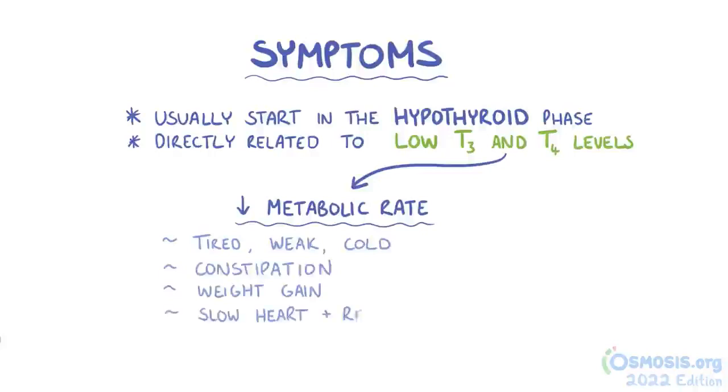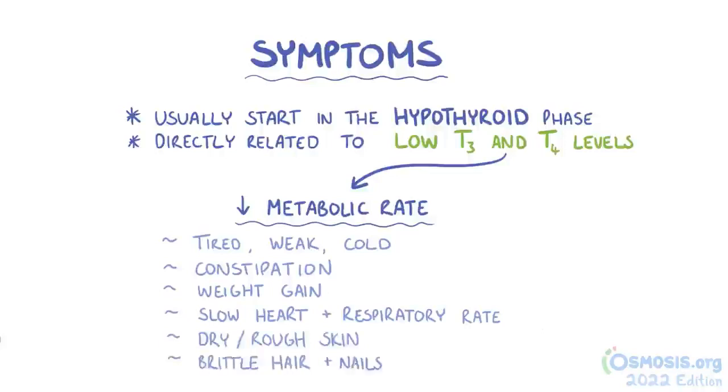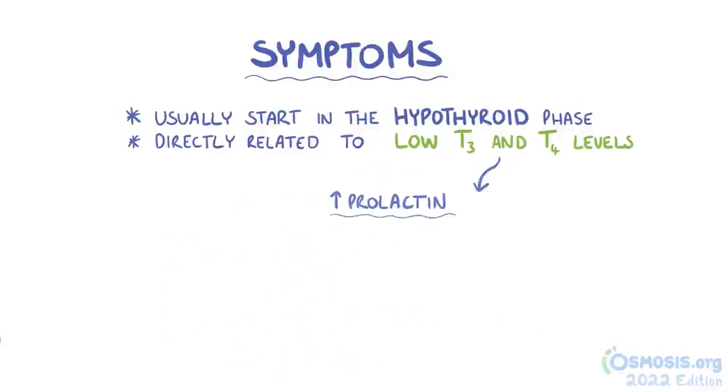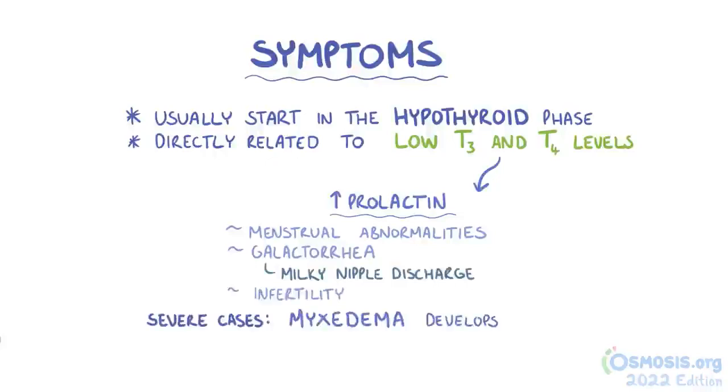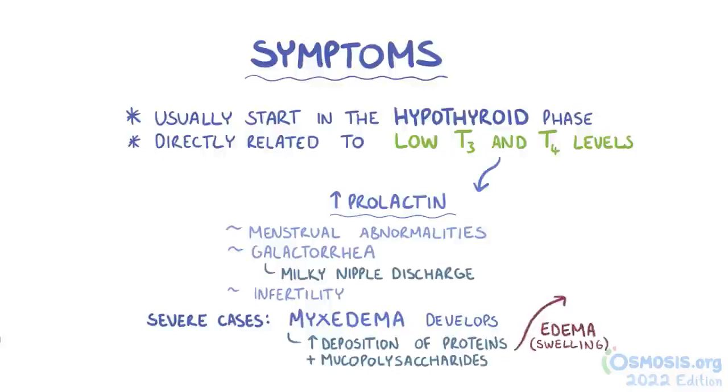Typically, the heart rate and respiratory rate slow down as well. The skin can become dry and rough because there's less sweat secretion, and the hair and nails become brittle and can sometimes fall off. Elevated prolactin levels from the increased thyrotropin-releasing hormone could also cause problems like menstrual abnormalities and galactorrhea, which is a milky nipple discharge, as well as infertility. In severe cases, myxedema develops, meaning that there's increased deposition of various proteins and mucopolysaccharides in the upper skin layers, leading to edema or swelling, in particular around the eyes, hands, and feet.